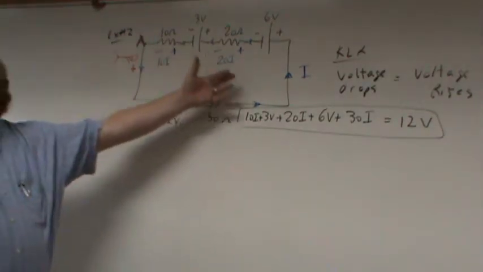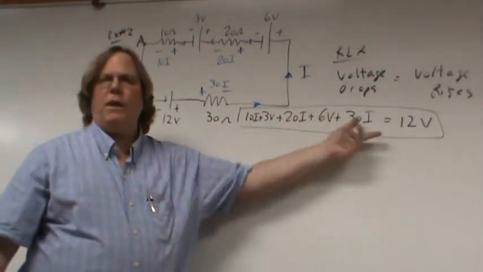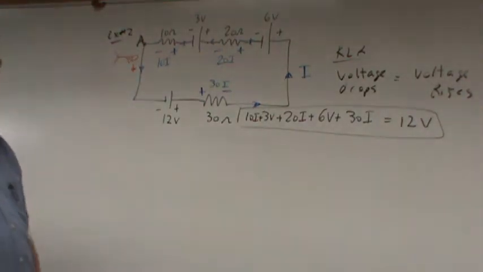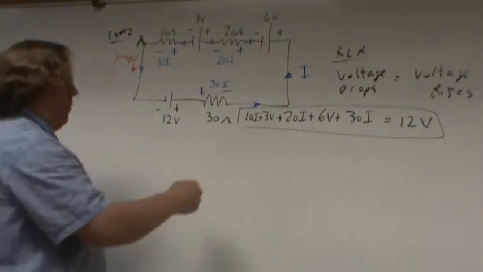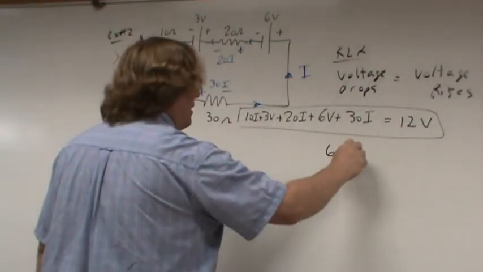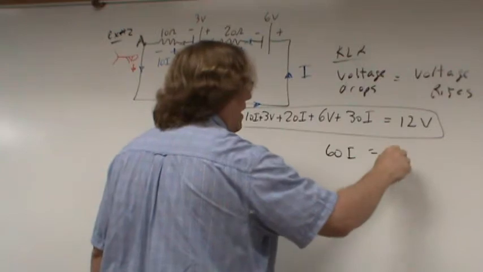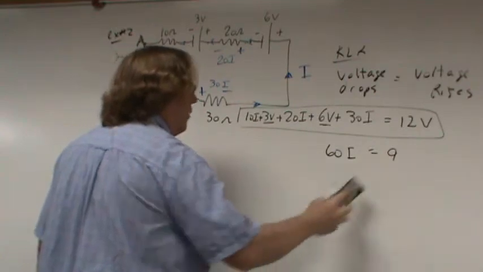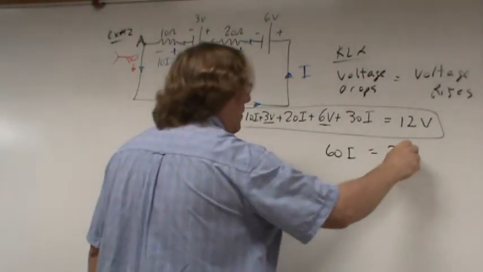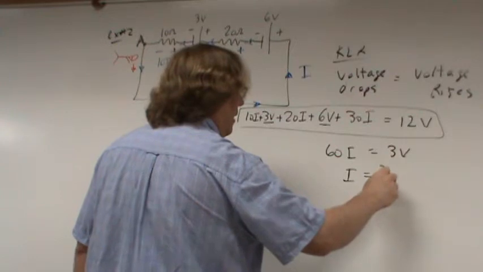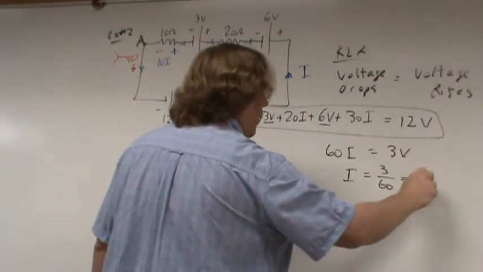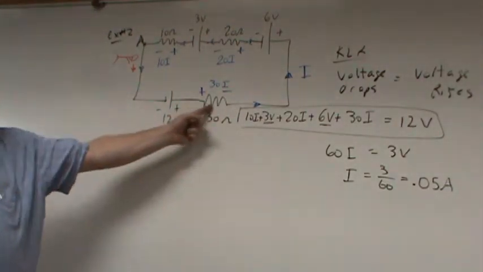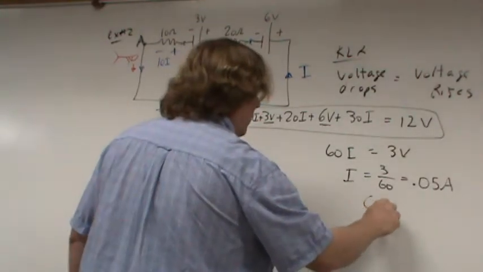Now, if you'd gone clockwise, then it would look the same. It would just be flipped. You'd have 12 volts on the left and everything else on the right. You see, it doesn't matter whether you go clockwise or counterclockwise. Well, let's go ahead. I've got 10, 20, and 30, so that makes 60i, and I got 3 volts subtracted from 9 volts, which gives, no wait, no, I got 6 volts. 3 and 6 subtracted from 12 volts gets me 3 volts. And so my I is going to be 3 over 60, which is 0.05 amps. You'll notice it's positive, so I guessed correct on the direction of the current. So it's going to be counterclockwise.